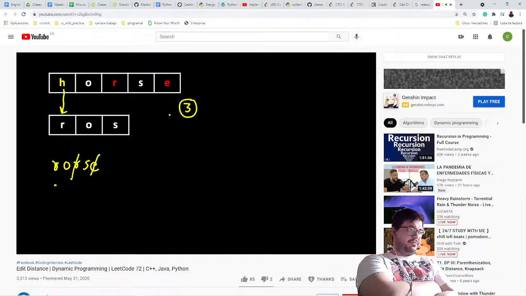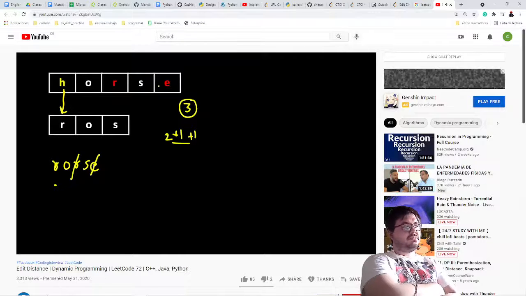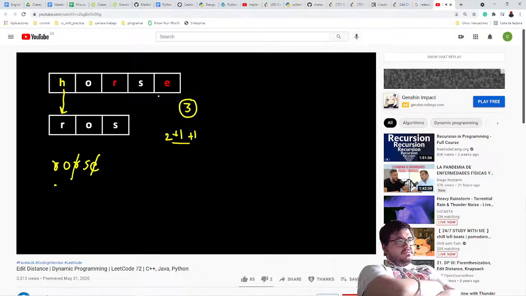There can be other ways of doing that also. Let's say you delete these two, so two operations, and you insert an O in between, so it becomes ROSE, and then you delete E. So it will take four operations. Even for three, there can be multiple solutions, but in this case, looks like this is the only way. So you have to find the minimum of such operations.